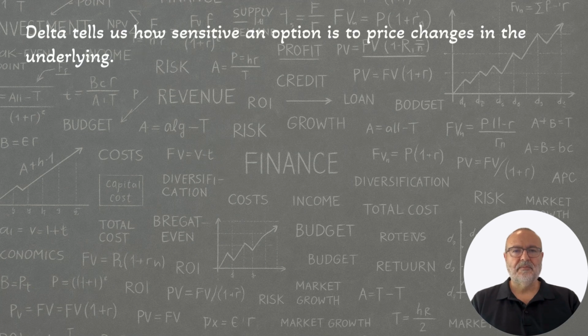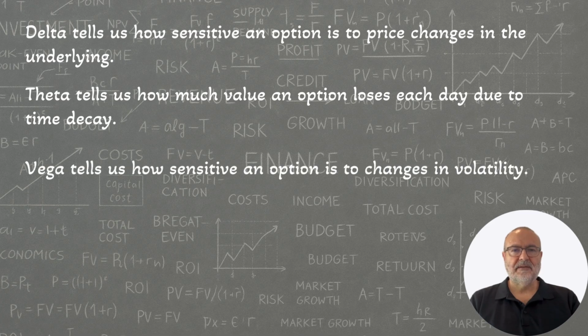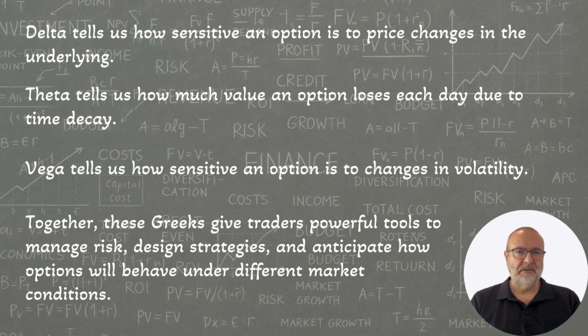Let's wrap up. Delta tells us how sensitive an option is to price changes in the underlying. Theta tells us how much value an option loses each day due to time decay. Vega tells us how sensitive an option is to changes in volatility. Together, these Greeks give traders powerful tools to manage risk, design strategies, and anticipate how options will behave under different market conditions.